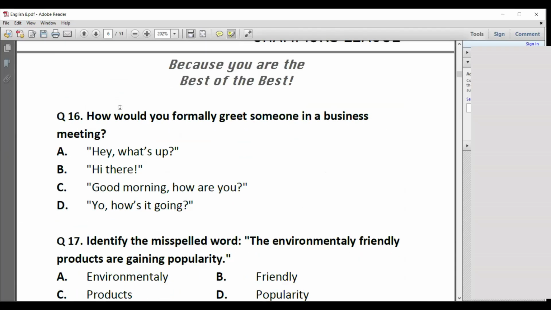Question 16. How would you formally greet someone in a business meeting? A. Hey, what's up? B. Hi there. C. Good morning, how are you? D. Yo, how's it going? The correct option is option C. Good morning, how are you? It is polite and appropriate for a business setting.